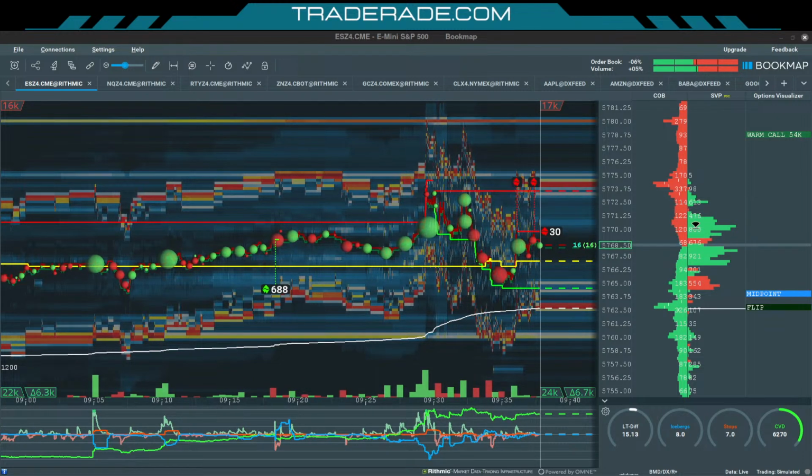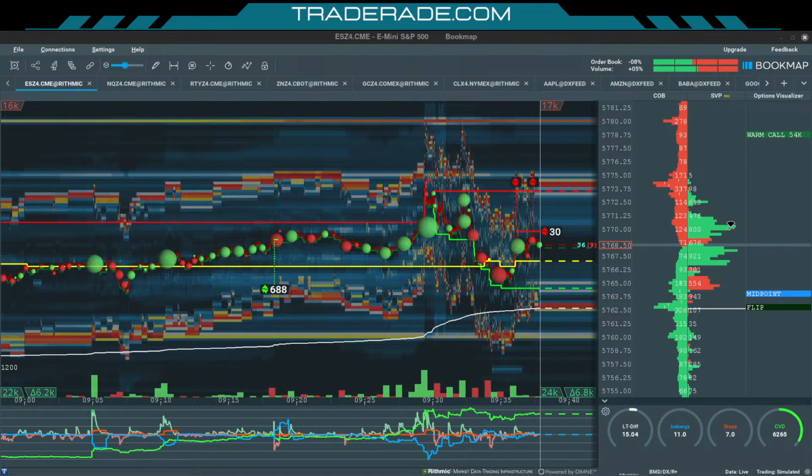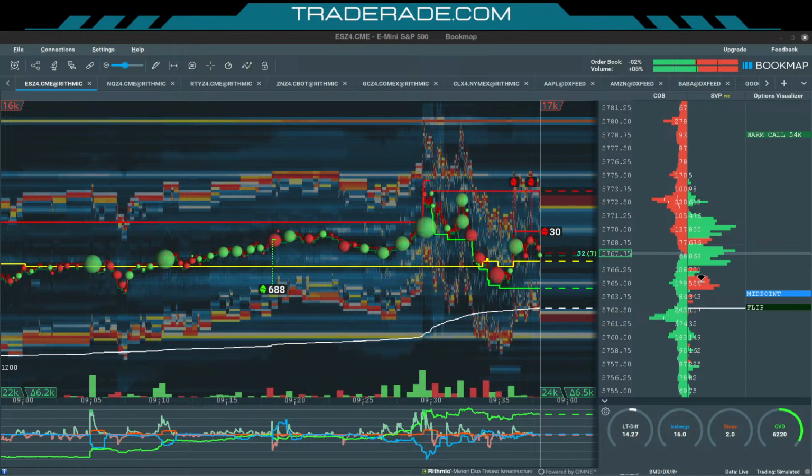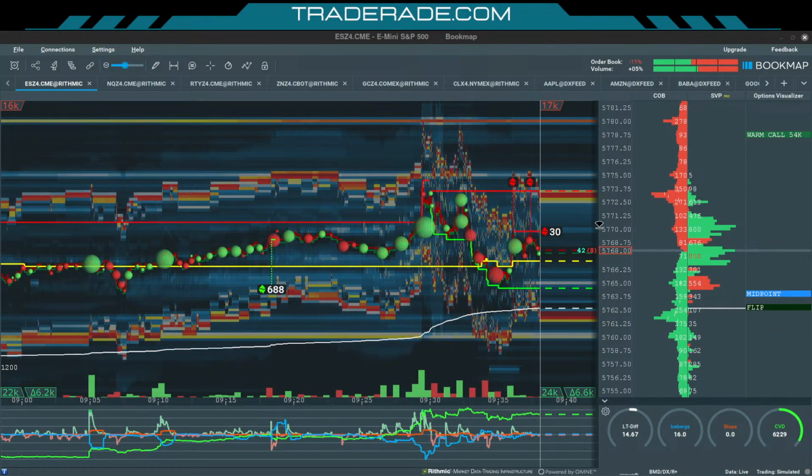These green areas on the session volume profile, those are buy-side deltas. That's where buying order flow has exceeded selling order flow. And the red is the opposite. That's where selling order flow has exceeded buying order flow. Okay? So that helps to give a little bit of a sense as to what you're seeing on screen. But let's dive a little further in.